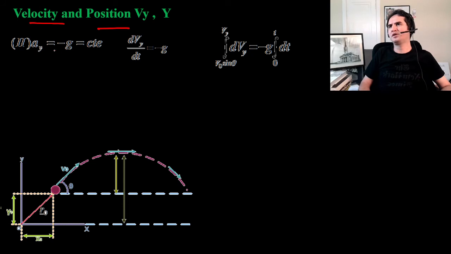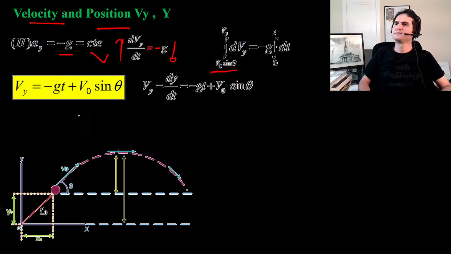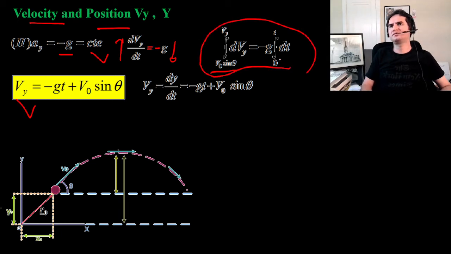We do know ay is equal to minus g, and that's a constant acceleration. So variation of velocity over time in y direction is negative g, and an integration of dv in y direction from v naught sine of theta, which is the y component of velocity, until vy, is negative g integrating from 0 to t of dt. It just gives you the equation of velocity, and that's negative gt plus v naught sine of theta.